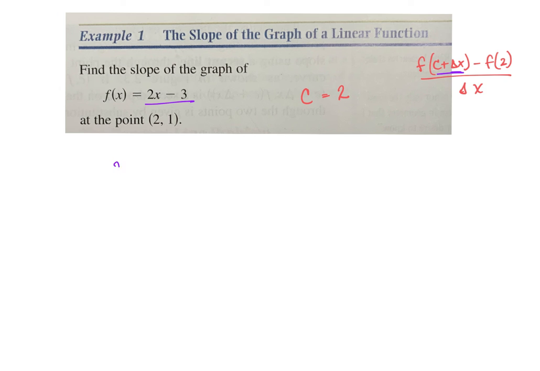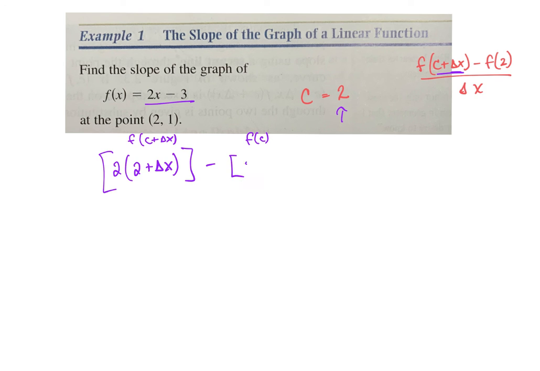So if I plug that in, I get 2 times c plus, well, instead of c, we're going to say 2, because we know that's what it is. My c is 2, so 2 plus delta x, all right? That is my f of c plus delta x. I just plugged it in, minus my f of 2, or f of c.